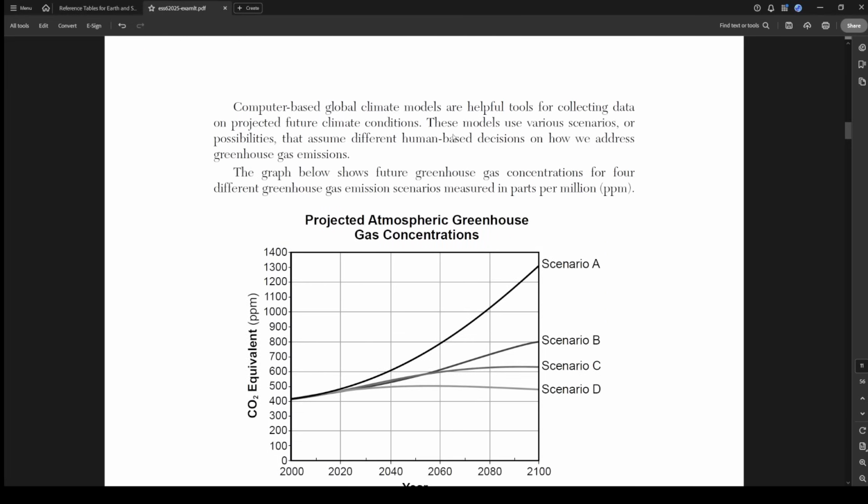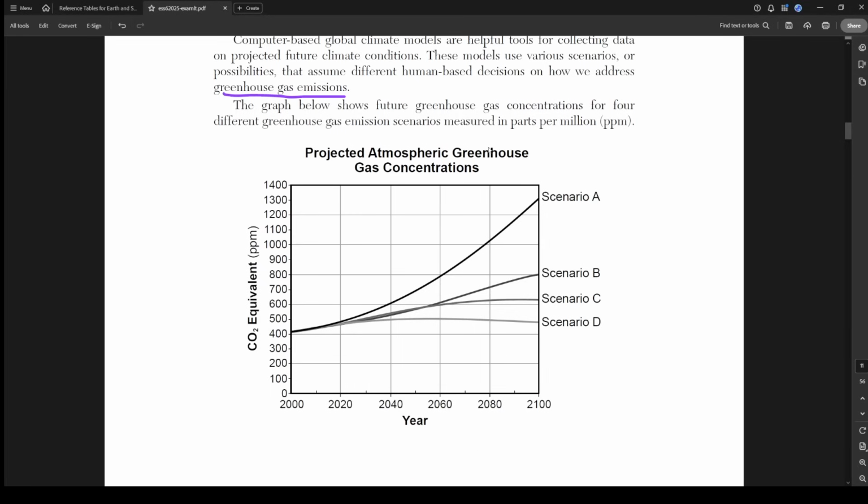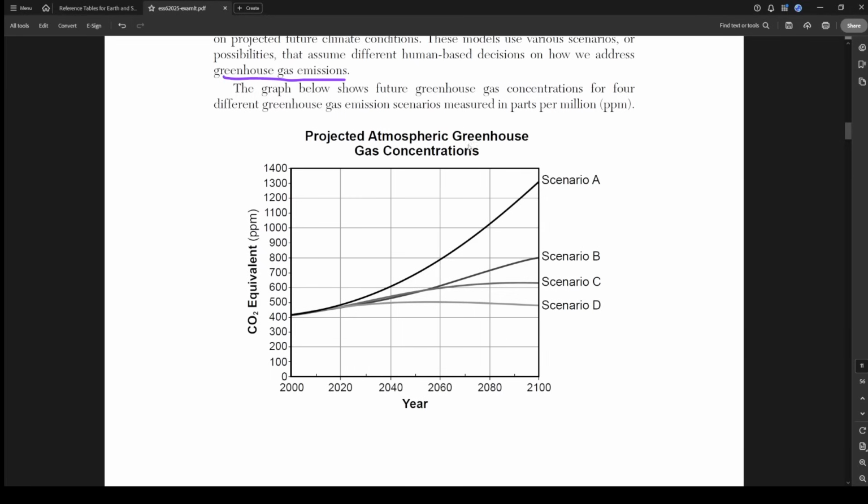Computer-based global climate models are helpful tools for collecting data on projected future climate conditions. These models use various scenarios or possibilities that assume different human-based decisions on how we address greenhouse gas emissions. The graph below shows future greenhouse gas compositions for 4 different greenhouse gas emission scenarios. Okay, so they're pretty much saying projected greenhouse gas concentrations. So A, this is going to be going up. B, it went up. C, it went up and then like stayed the same. And then D kind of went up but then went down. That's me just reading the lines.